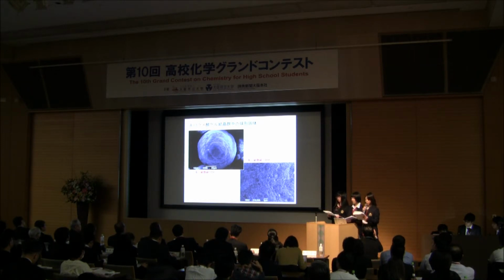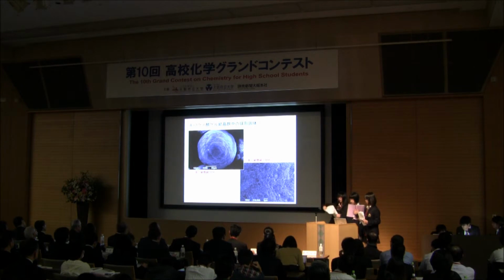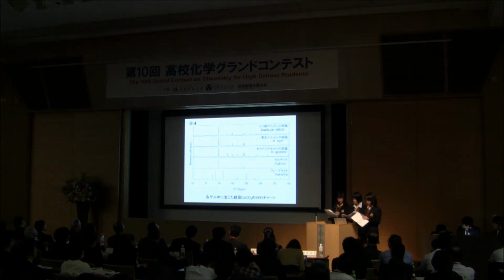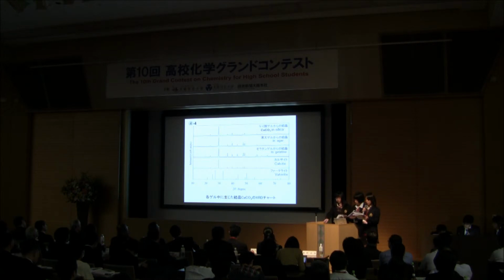We tried to find out what substance the crystals are composed of through elemental analysis. This figure is the XRD chart. This chart shows that each crystal in silica, gelatin, and agar are all calcites. But only in silica, we recognize that there were quite a little amount of vaterites.